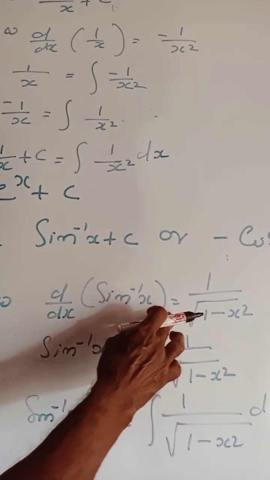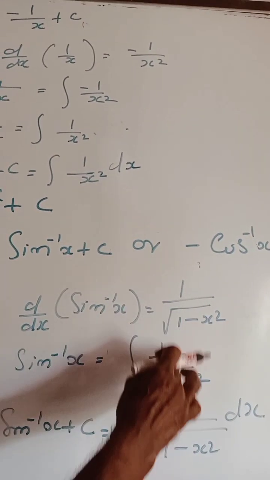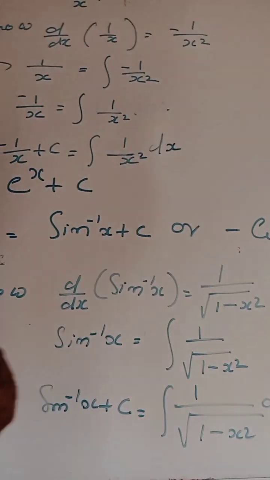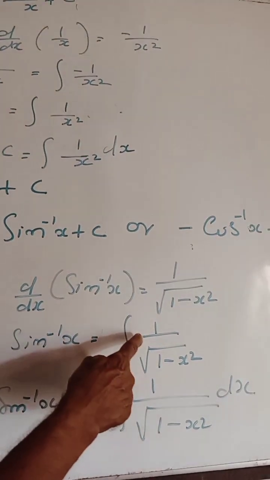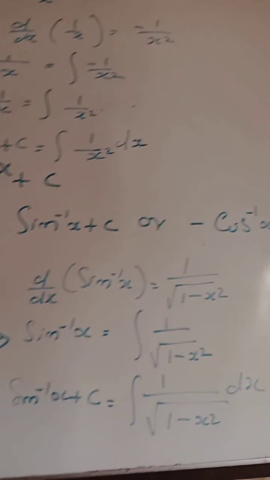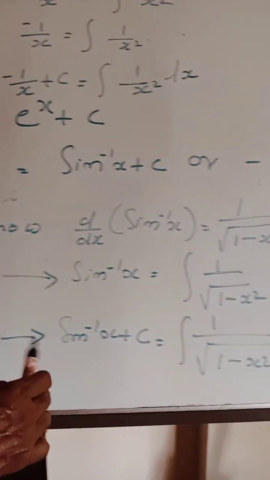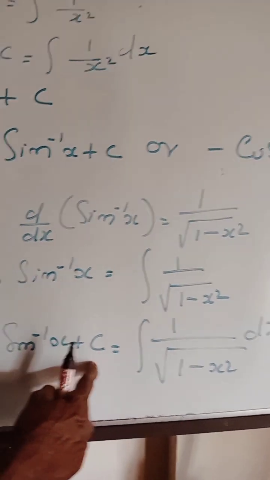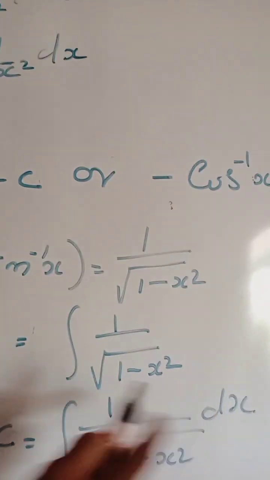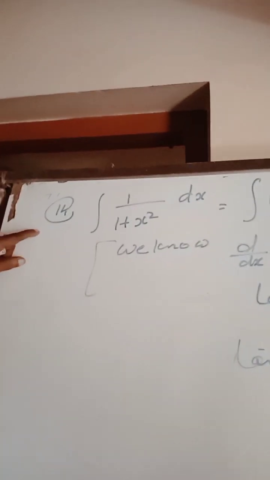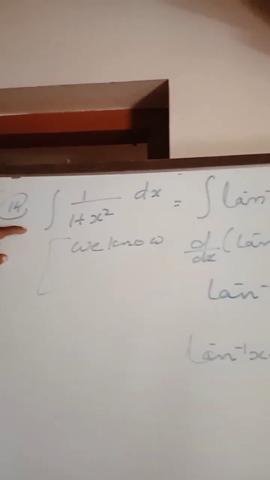For remembering, we know that d by dx of sin inverse x is equal to 1 by root of 1 minus x square, implies that sin inverse x is equal to integration of 1 by root of 1 minus x square, implies that sin inverse x plus c is equal to integration of 1 by root of 1 minus x square dx.